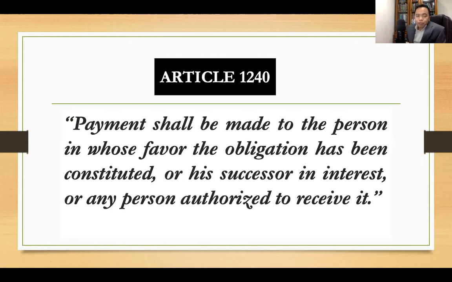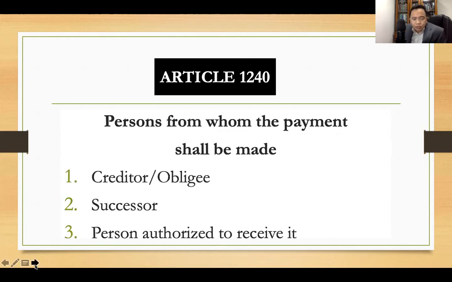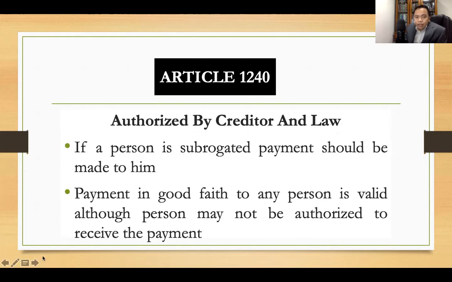Payment shall be made to the person in whose favor the obligation has been constituted, or his successor in interest, or any person authorized to receive it. So very basic for the persons to whom the payment shall be made: the creditor or obligee, his successor, or the person he authorized. Okay?